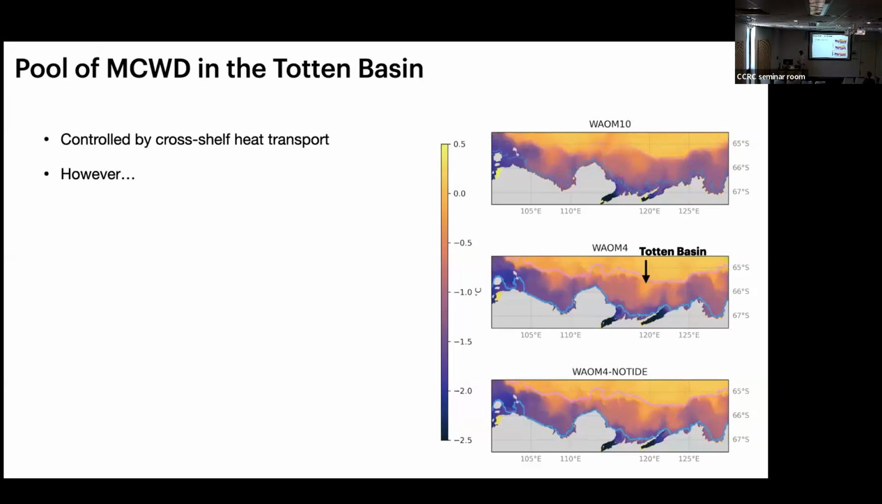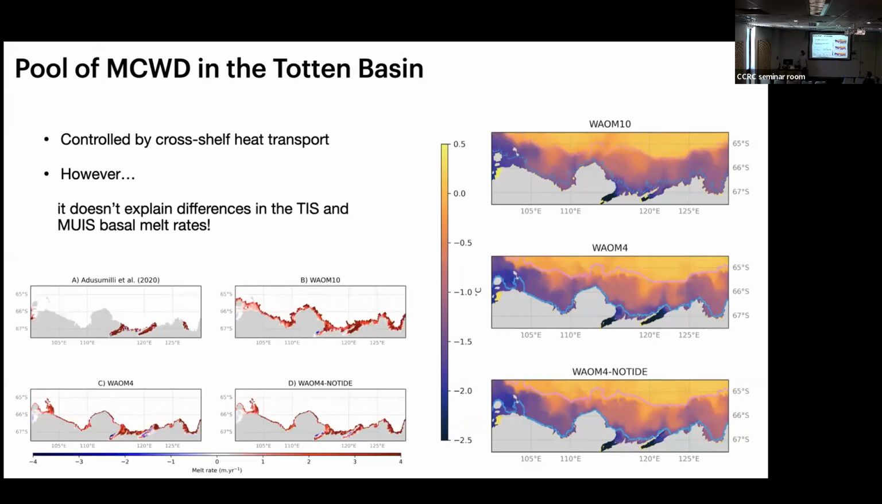And when you look at the bottom temperature, here I have the 3 different models, and you definitely can see the southward heat transport making the waters in this Totten Basin warmer at high resolution than at coarse resolution. However, when you look at the basal melt rates, here we compare with satellite estimates, and here we have all 3 model experiments. You actually see there is definitely more basal melt in the 10 kilometers than at the high resolution, which doesn't really fit with our storyline so far, right?